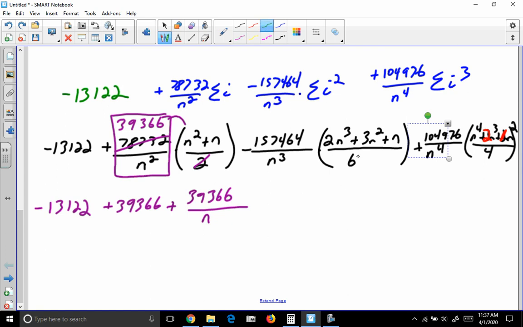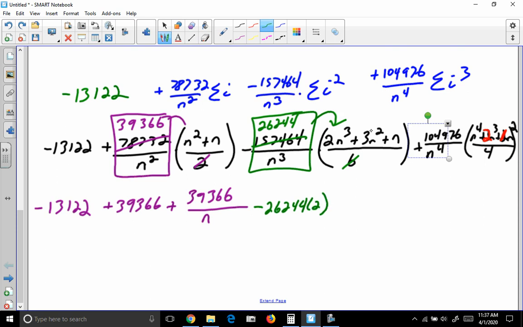Let's see, this 6 will go into that 26,244 times. So if we distribute that times this, that n cubed and that n cubed will cancel out, leaving us that times 2. So I'm just going to write that for now.